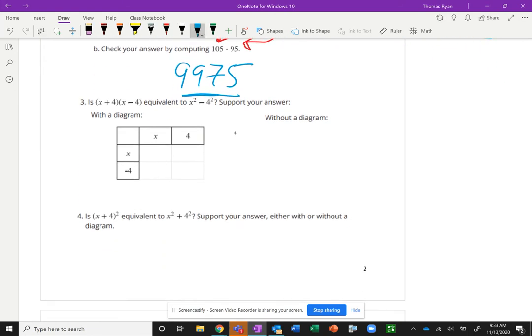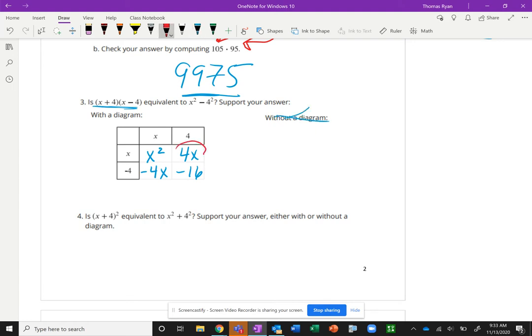What if we go back to where we have x values thrown in? We have x's in our binomials. Well, x times x would be x squared. 4 times x would be 4x. Negative 4 times x is negative 4x. And this would be negative 4 times 4, which, let's be honest, we would just say is negative 16. I know you guys know how to FOIL, so we don't really need to do that.